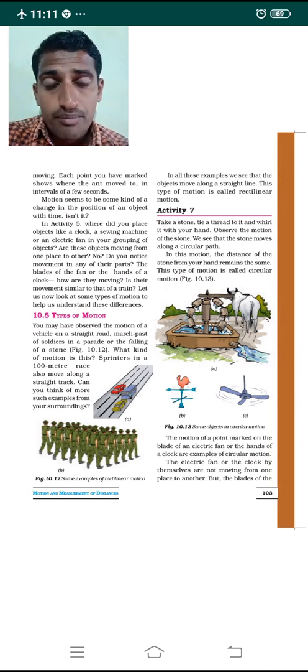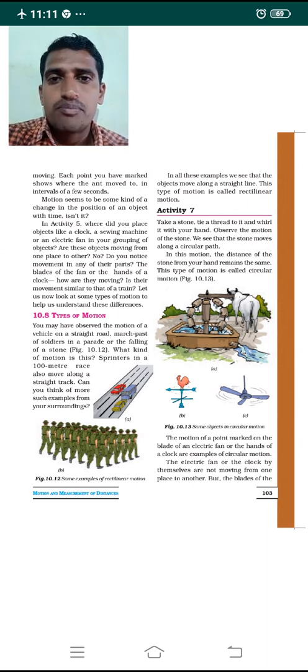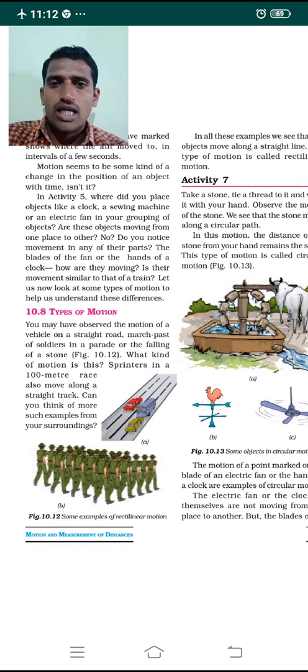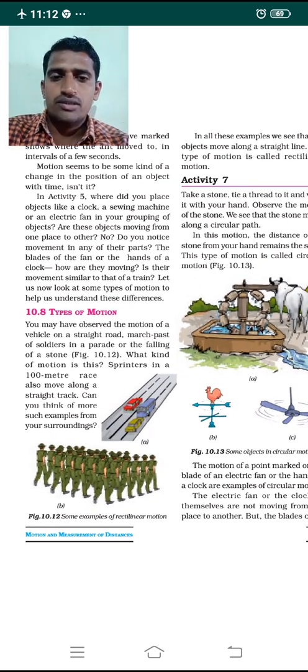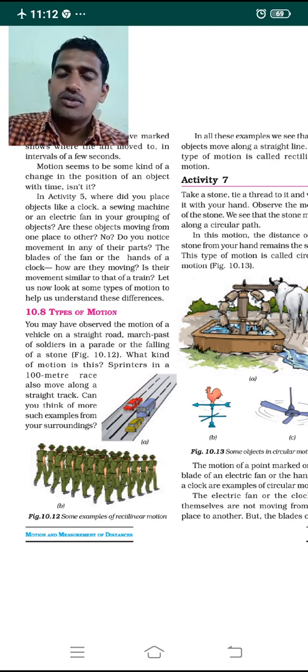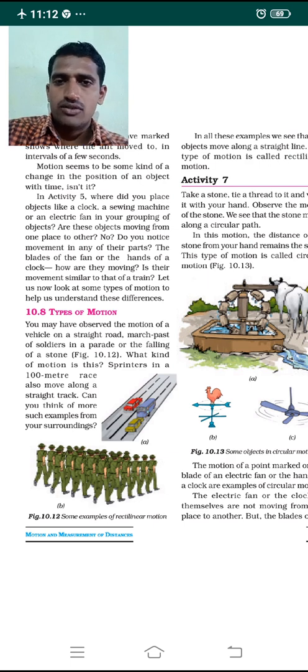So in today's class, a very important part of this lesson, that is types of motion, we will study in detail. Okay, so let us start with the new concept. Dear students, you may have observed in day-to-day life the motion of a vehicle on a straight road. Whenever you are moving on the road, sometimes it is straight, sometimes it is zigzag. When the vehicle is moving on a straight road, the movement of the vehicle is also in the same direction, in the straight direction.